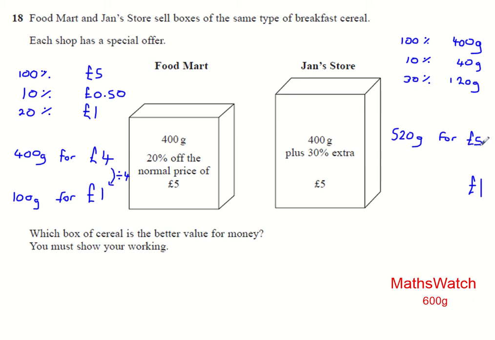Over at Jan Store, to get from £5 down to £1, we are dividing by 5. And 520 divided by 5 is 104. So which one gives us the better value for money? Well, at Food Mart you're only getting 100 grams for £1, whereas at Jan Store you're getting 104 grams for £1. You are getting more cereal for the same amount of money at Jan Store.